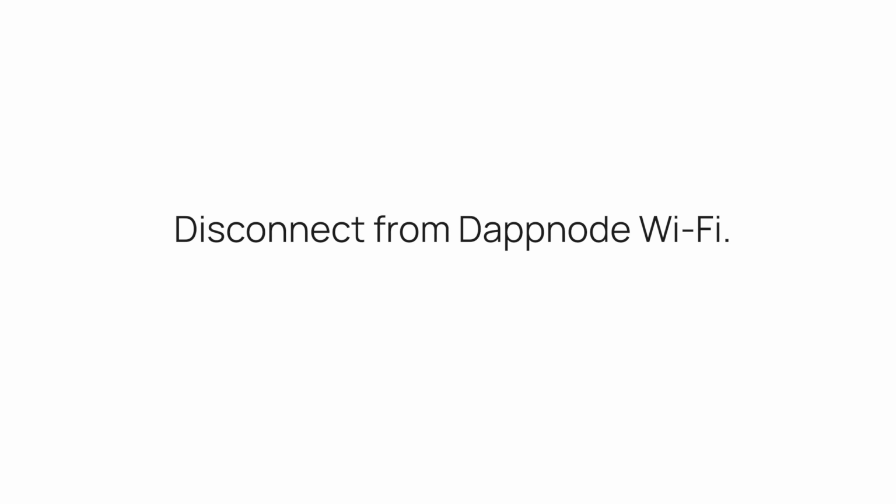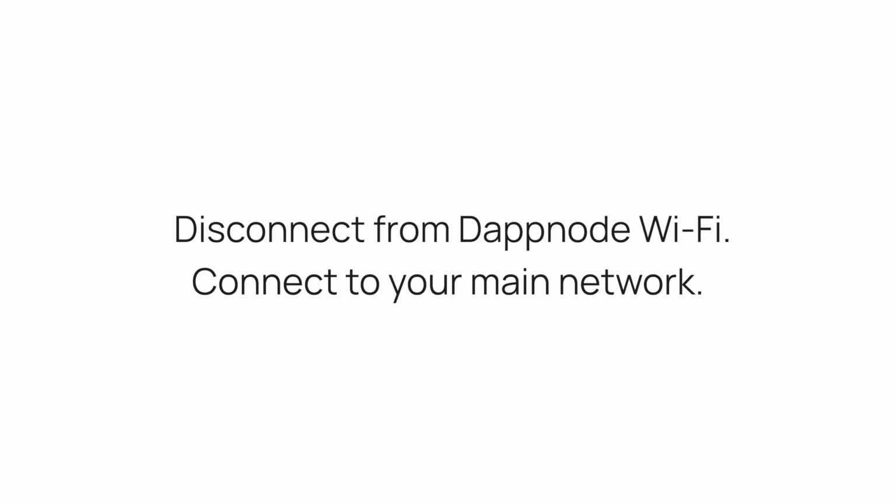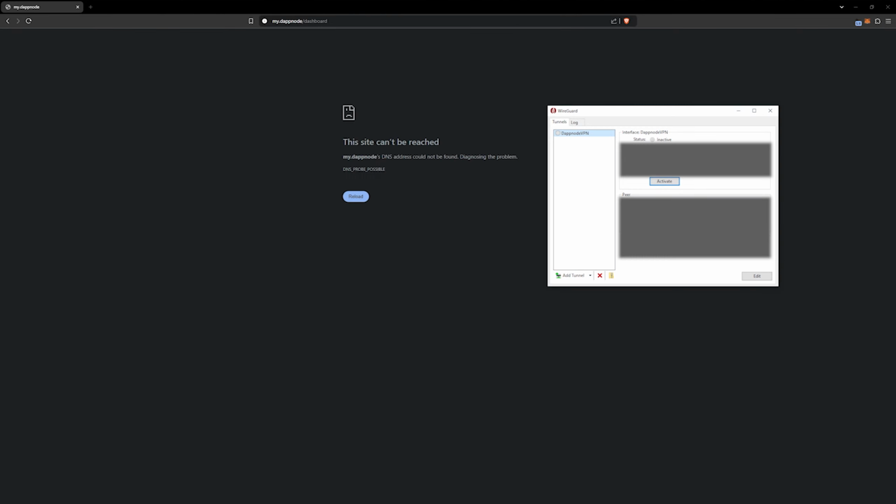To check if the setup was successful, disconnect from your Dappnode's Wi-Fi hotspot and connect back to your main network. On WireGuard, make sure you activate the tunnel before attempting to access my.dappnode in your browser.